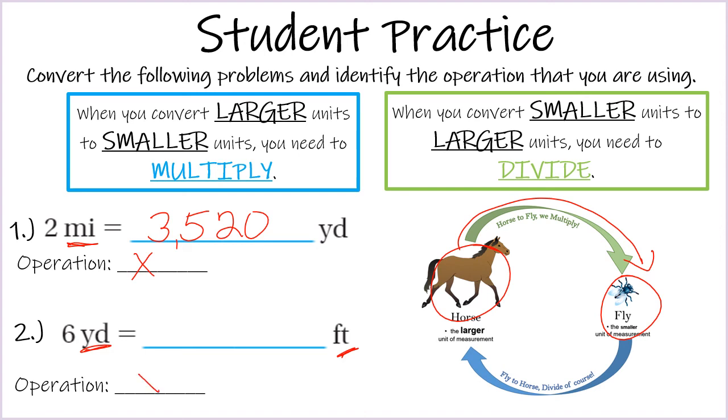So this time we're going to multiply. And we multiply by the number of littles in one big. How many feet are in 1 yard? How many little feet are in 1 big yard? 3. And we multiply that times 6 because that's the number of yards we're starting with. And we get 18. So 6 yards is equal to 18 feet. Horse to fly, you multiply. Fly to horse, divide, of course.